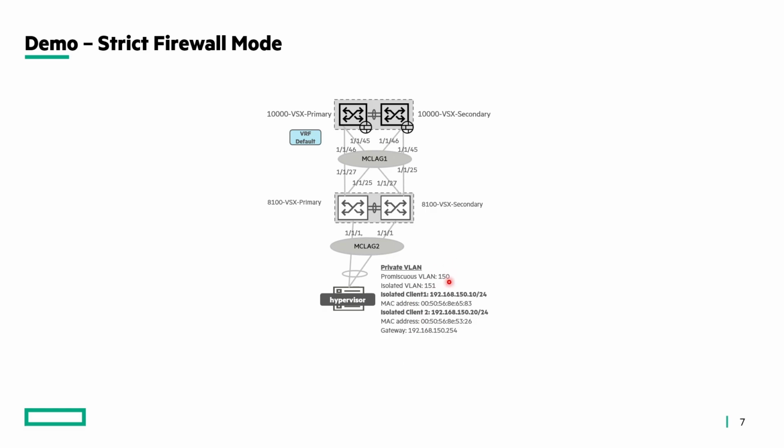I'm trying to ensure that I have two clients, 192.168.150.10 and 150.20. Right now, they're able to ping each other, and they're also redirected to the DPU. I have an allow policy for it. I can deny it, or I can put it in strict firewall mode, or I can strictly bypass them. So let's try a couple of them. Let me switch my screen.